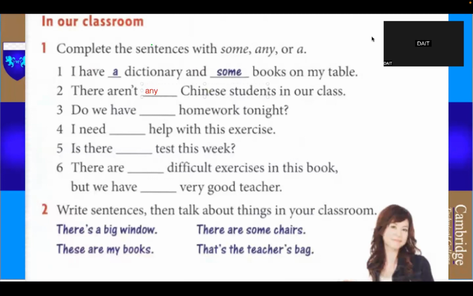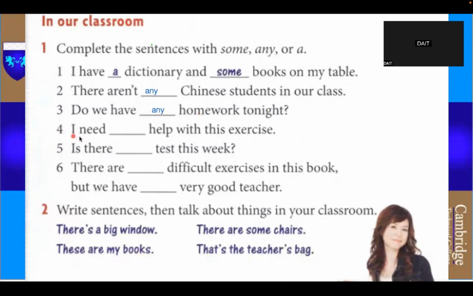Next one. Number 3. Do we have homework tonight? A homework tonight, some homework tonight, any homework tonight? Some homework. No. Any. Yeah, either any or a. Both of them are correct. Do we have a homework tonight? Or do we have any homework tonight? But in general, if you don't want to use any, you can say, do we have homework tonight?